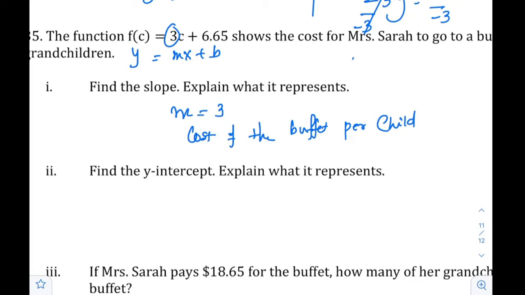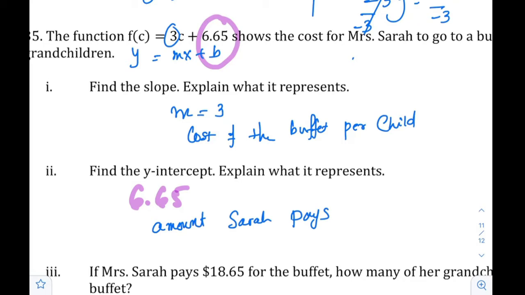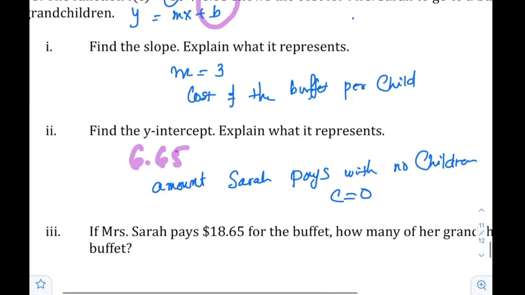Number 2, find the y-intercept. Of course, it is very clear that it is this one. And this represents the amount that Mrs. Sarah will pay if none of her grandchildren go to the buffet with her, with no children, because this happens when c is 0. Cancel c, so that means if she is alone.